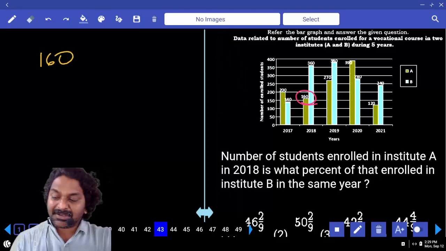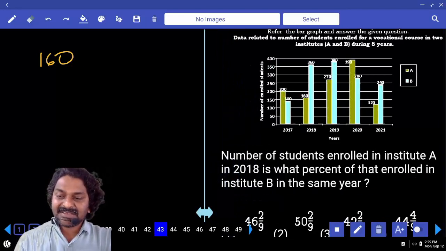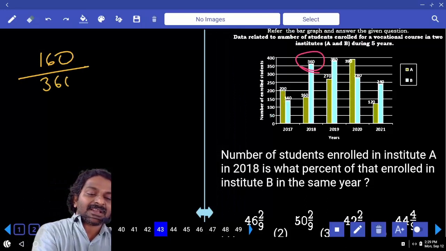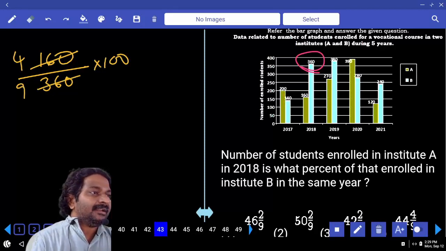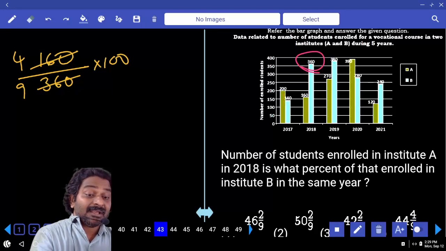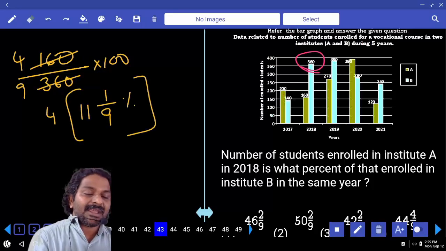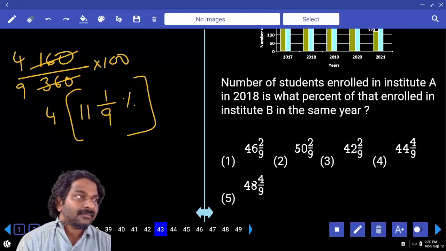160 is what percent of that enrolled in Institute B in the same year? 360. We would directly ask to calculate percentage, right? 40 by 360 is 4 by 36, which is 1 by 9. 4 by 9 in the sense 4 into 11 1 by 9 only. Answer 44, 4 by 9%. Fourth option.